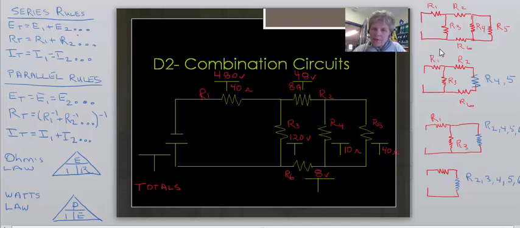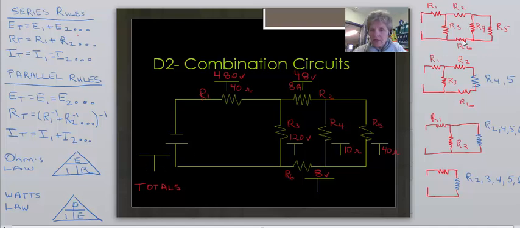We're going to try another combination circuit this afternoon. See on my left hand side here I've given you the series circuit rules, the parallel circuit rules, Ohm's law, and Watt's law. And remember once again that when you see a T inside of my circuit, it represents the Ohm's law triangle, so the top of that T would be volts, bottom left hand side is amps, and the bottom right hand side I always put the ohms.